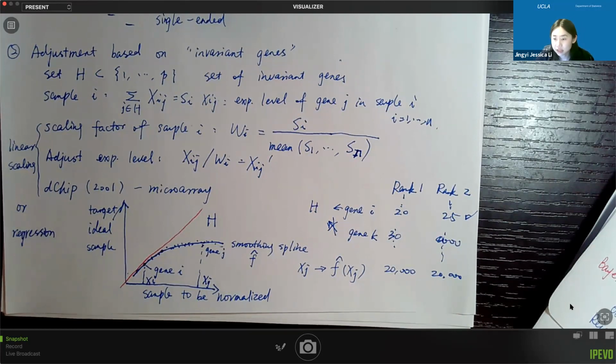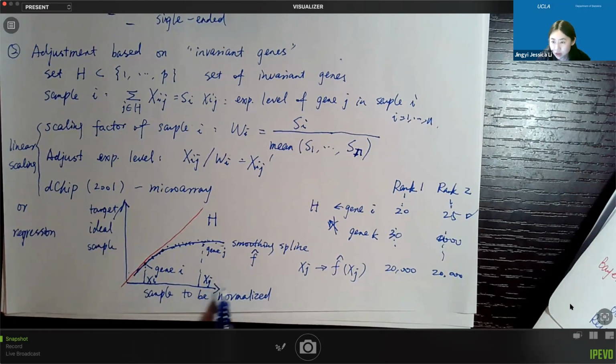I think in RNA-seq, you could also do the same thing. You just need to pick one sample to be the baseline or target, and convert other samples to be like that sample. So that's a very common way of doing normalization.